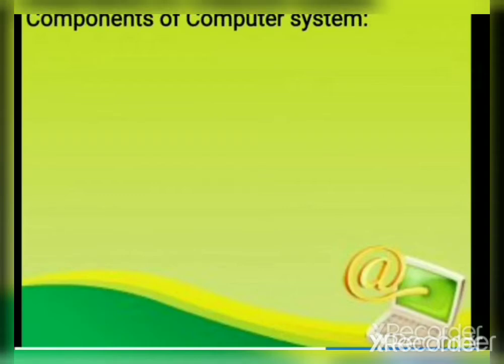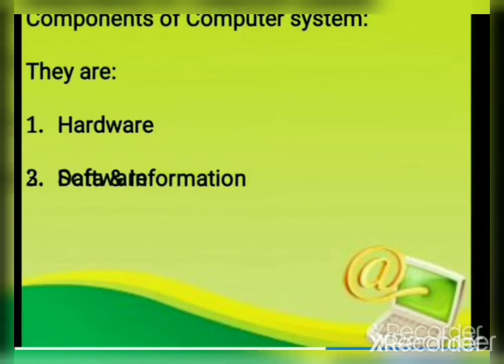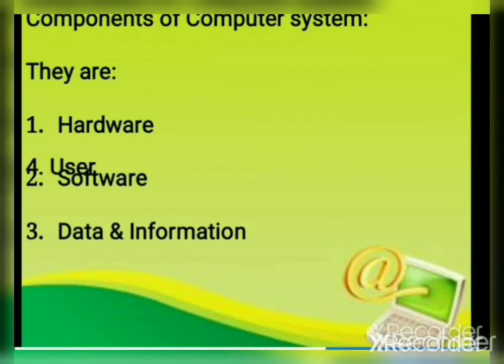The next concept is components of computer system. So components of computer are hardware, software, data and information, and user.